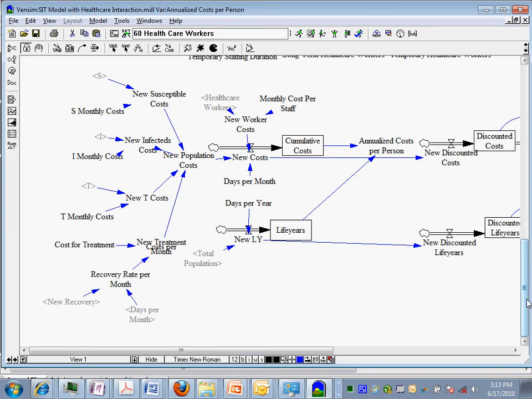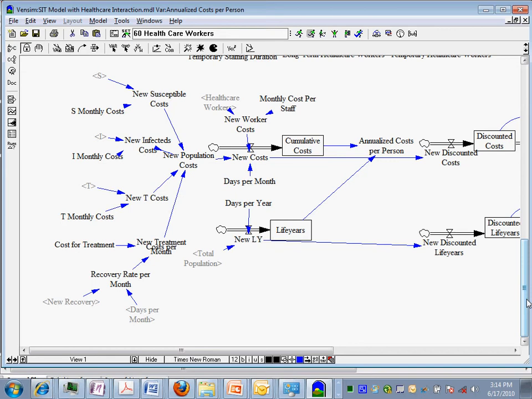So here we have some monthly costs associated with infected people. So each month someone's infected, what are their costs? They're imposing, say, on the healthcare system. And this is the number of people. So this is per person cost and the number of people that are infected. Similarly, temporarily immune people, temporarily immune monthly costs.